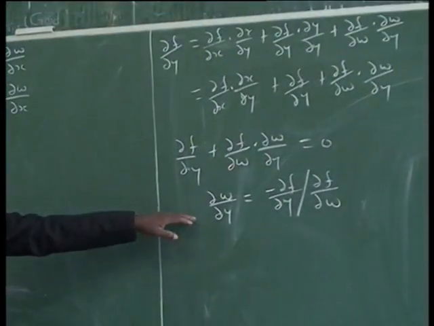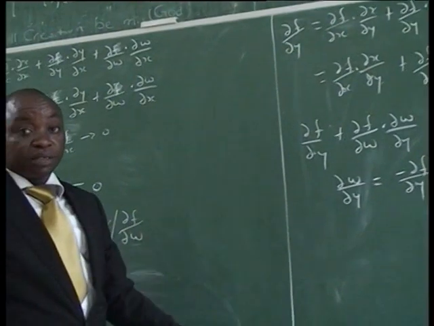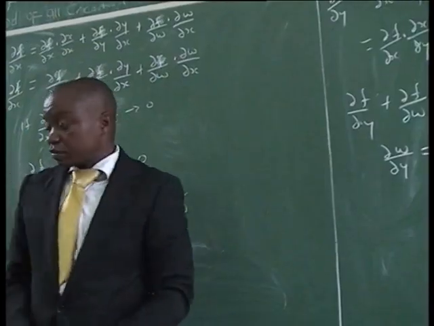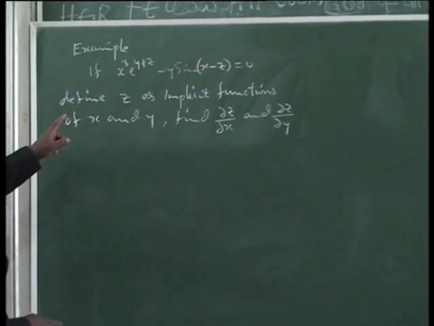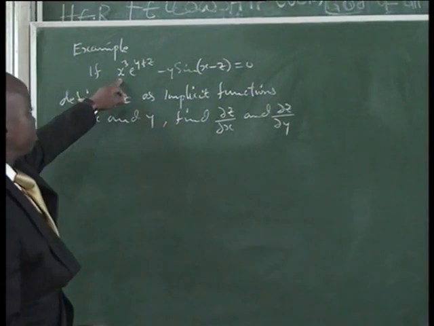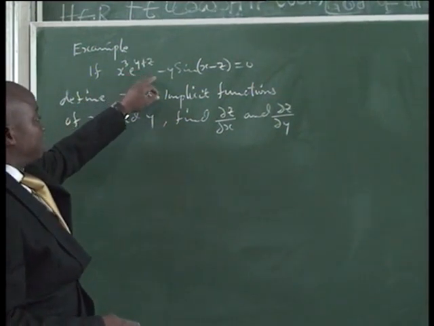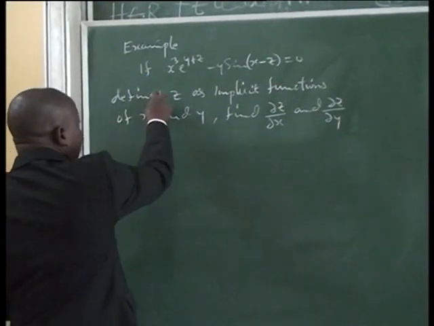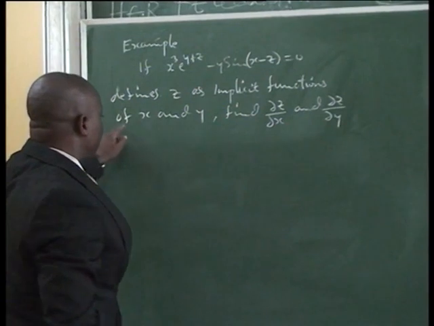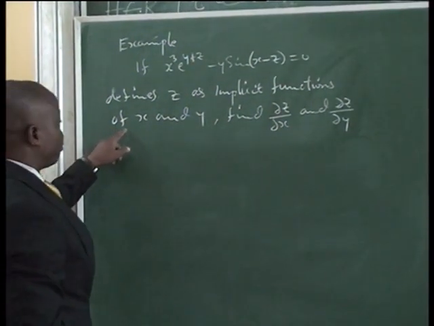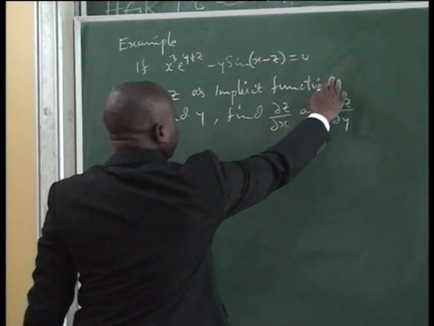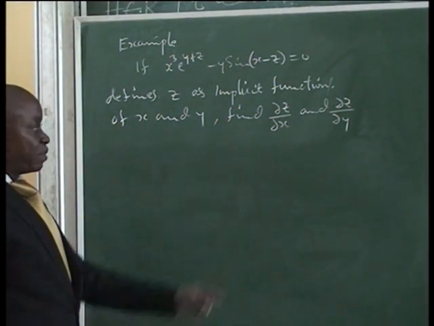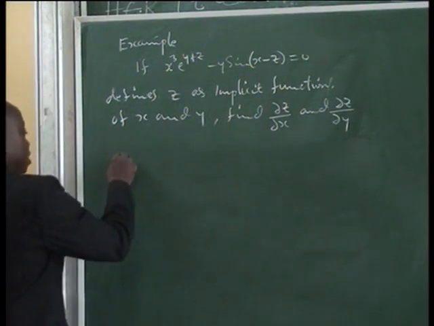Okay, now we are going to take an example of this, so that we now understand the process of this chain rule very well. Let's take an example. If x cubed exponential y plus z minus y sine x minus z defines z as an implicit function of x and y, find partial z, partial x, and partial z, partial y. So let's look at the solution.